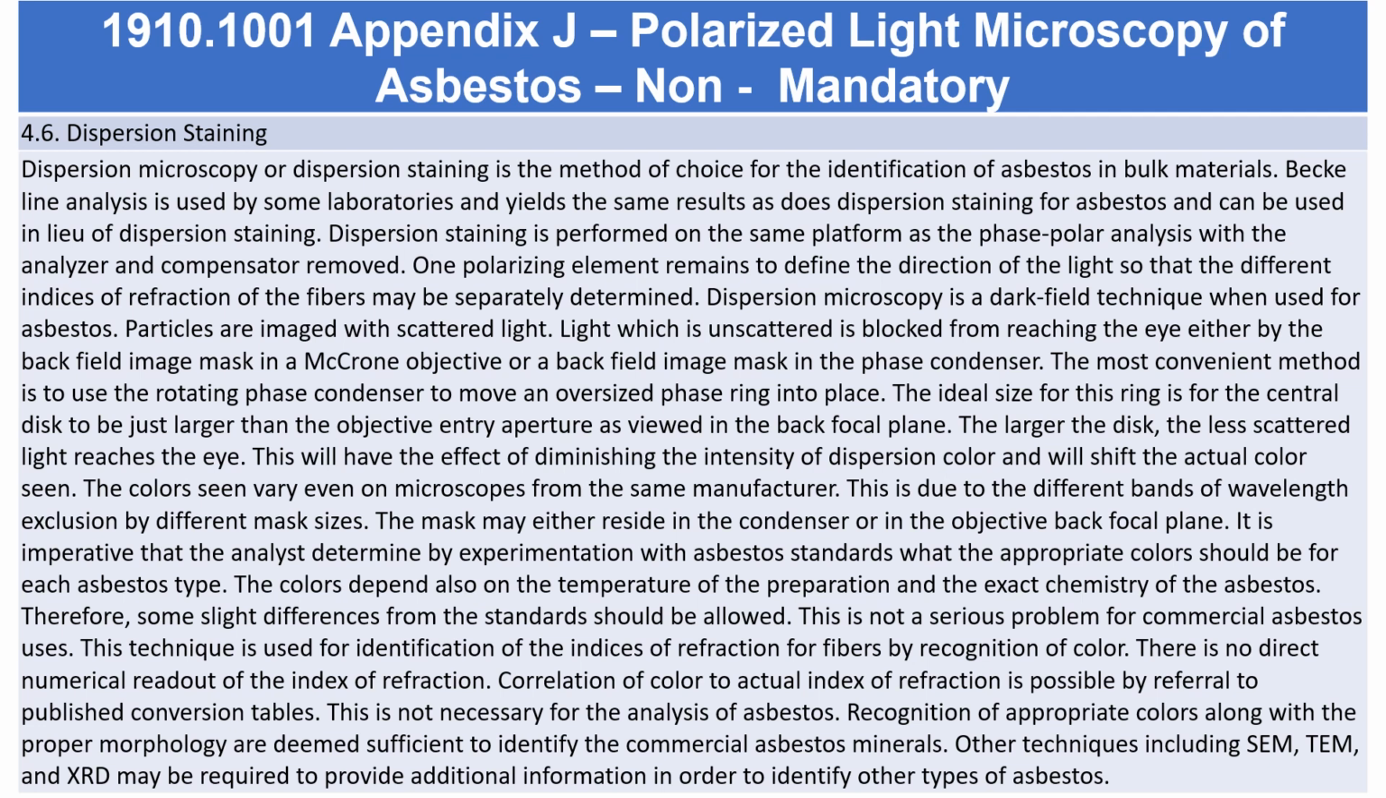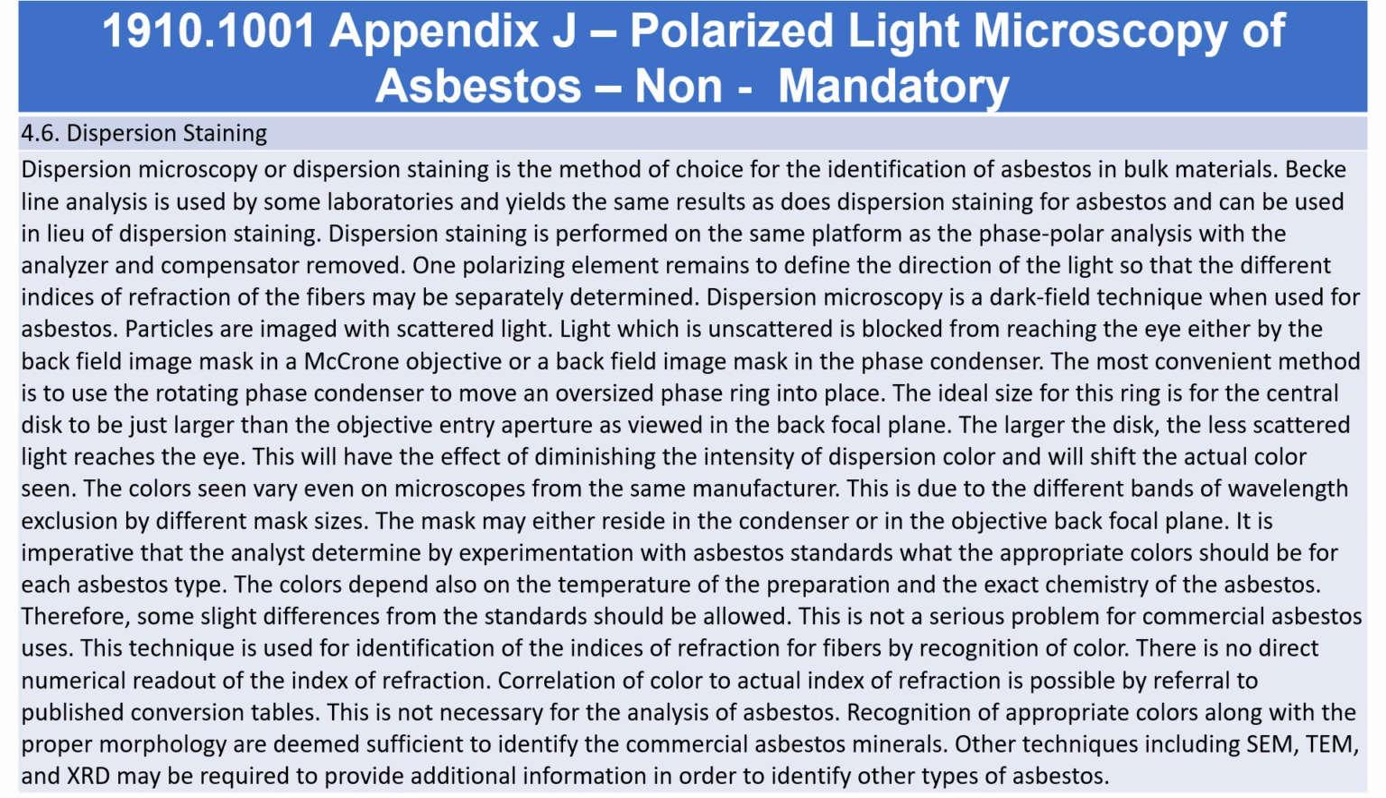Dispersion microscopy is a dark field technique when used for asbestos. Particles are imaged with scattered light. Light which is unscattered is blocked from reaching the eye either by the backfield image mask in a Macron objective or a backfield image mask in the phase condenser. The most convenient method is to use the rotating phase condenser to move an oversized phase ring into place. The ideal size for this ring is for the central disc to be just larger than the objective entry aperture as viewed in the back focal plane.